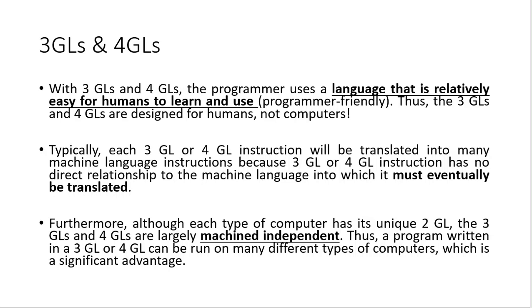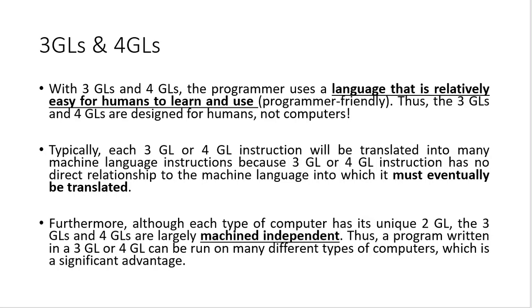Okay. Typically, each 3GL and/or 4GL instruction will be translated into many machine language instructions because a 3GL or 4GL instruction has no direct relationship to the machine language into which it must eventually be translated. Jadi 3GL dengan 4GL ni dia memerlukan translation kepada machine language.